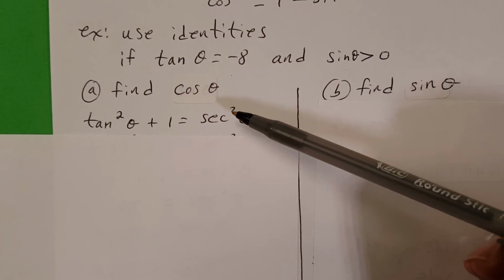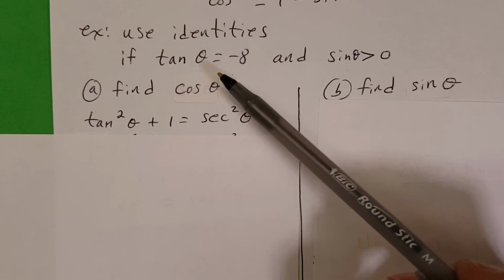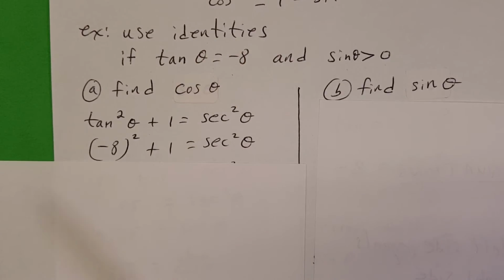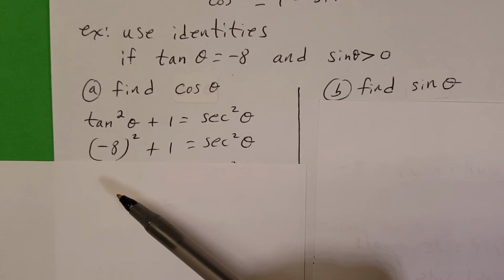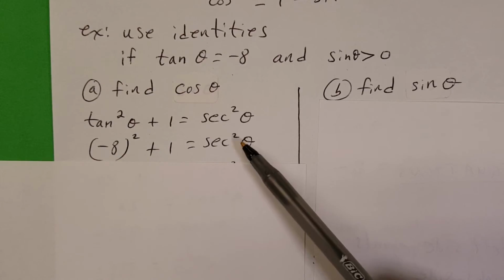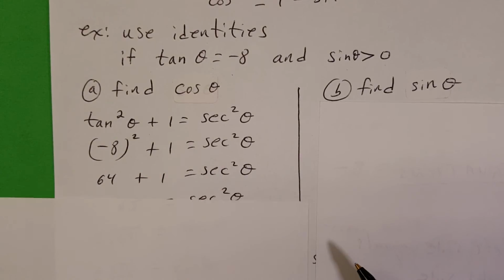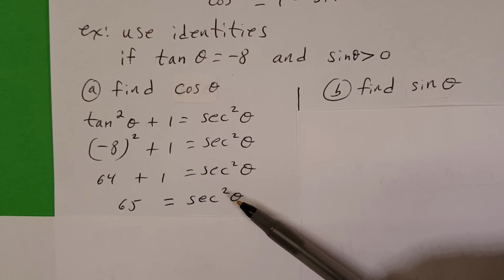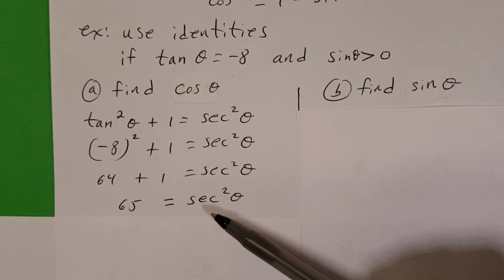So write down the identity and write down what you know. Well, we know tan theta is -8, so we get this, right? Tan squared theta is -8 squared, right? So I'm going to find secant squared theta. That's 64 plus 1, which is 65. Okay, but I'm not looking for secant squared, I'm looking for cosine. So let me go to secant. This is secant squared. Let me go to secant and then flip it over.